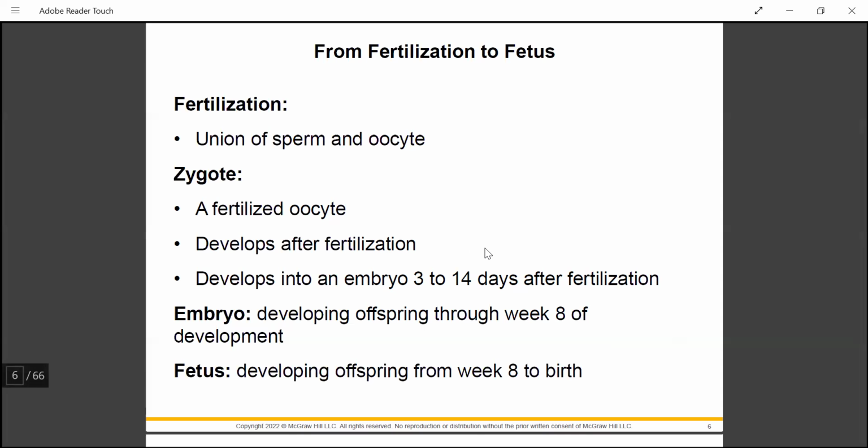So we have fertilization happens in the fallopian tube. The zygote will implant on the uterus. It will develop into an embryo. And so our embryo is our stage from 3 to 14 days up to week number 8 of development. And then fetus will be from week 8 up to birth. So full term is typically considered 40 weeks. Really, anything over 36 weeks is considered pretty safe. Anything before that is going to be premature.